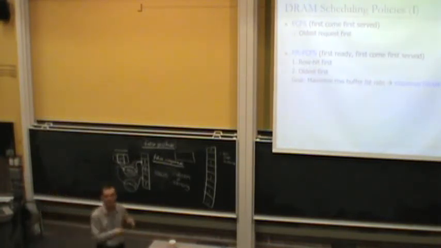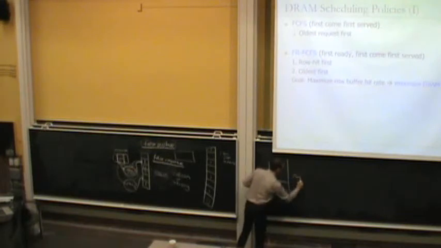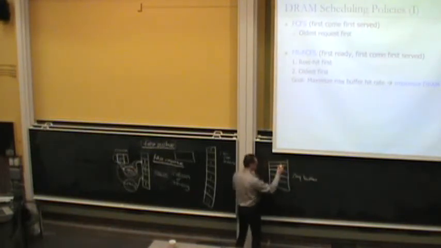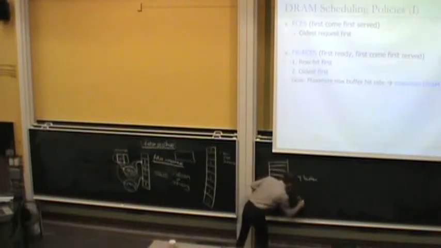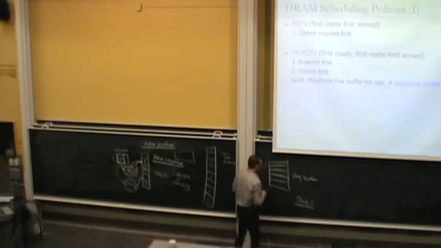First come, first serve, oldest request first. Simple. But you could do better than this, which is implemented in many controllers today, which is first ready, first come, first serve. The idea is to prioritize the row hit request first. You have a buffer. The memory controller has a request buffer. And the request buffer contains all the requests. Let's say we have per bank request buffer. We covered that also. Per bank versus across all banks request buffer.